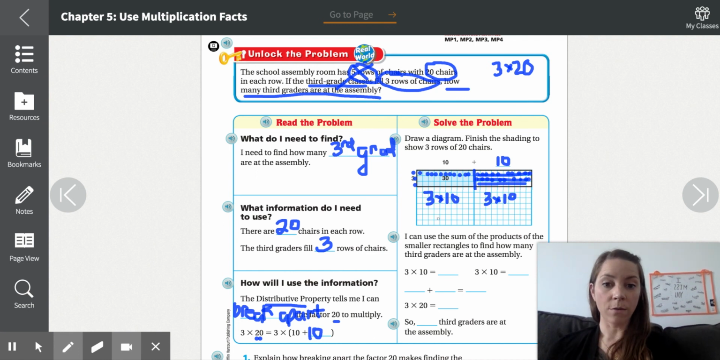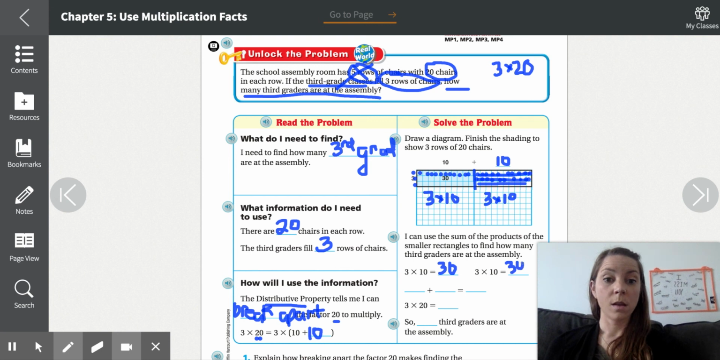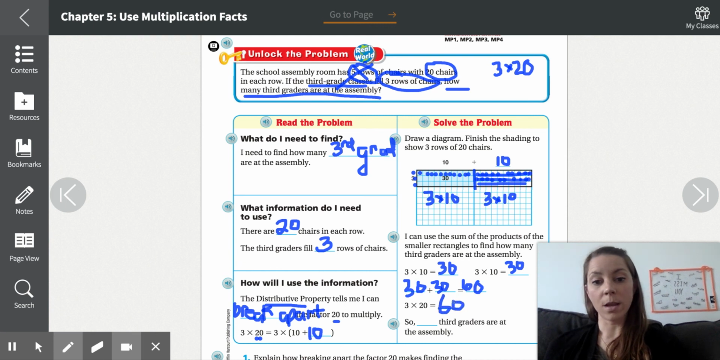So here I have 3 times 10, which is easy. You know that in your head is 30. And then I have another group of 3 times 10, which is also 30. So then I can just put those totals together. 30 plus 30 is 60. So you just solved 3 times 20 by using the distributive property, and it equals 60. So there's 60 third graders at the assembly.